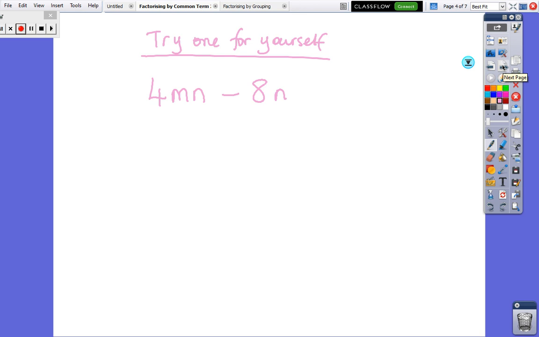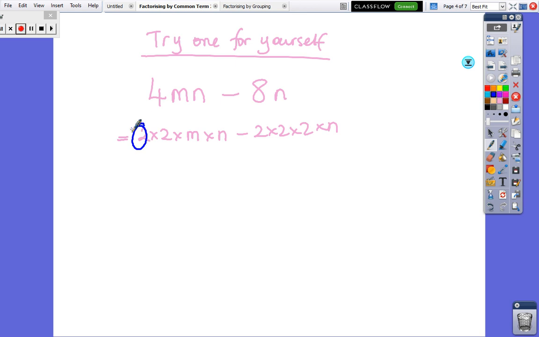Okay, so I want you to try this one for yourself. Pause. I want you to write out the factors, circle the common factor, and then finish it off. But pause and have a go yourself. Okay, so you might have written down 2 times 2 times m times n minus 2 times 2 times 2 times n. So they're all the factors. You don't have to do it this way, but this is how I'm showing it at this stage.